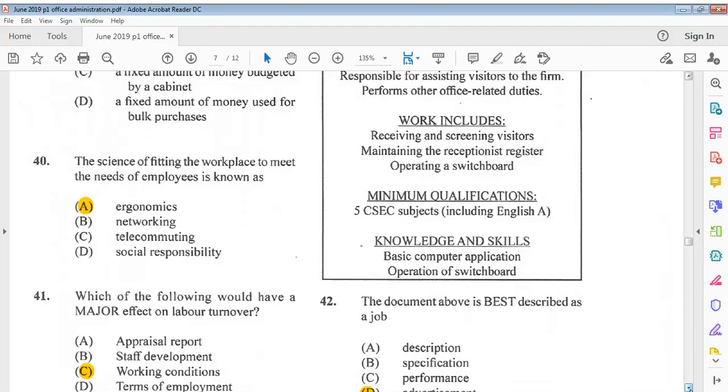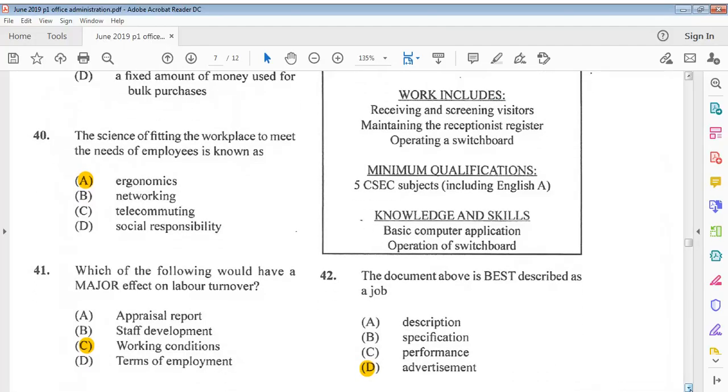Let's move on to question number 41. Which of the following would have a major effect on labor turnover? A, appraisal report, B, staff development, C, working conditions, or D, terms of employment. Our answer would be C, working conditions. Let's move on to question number 42.